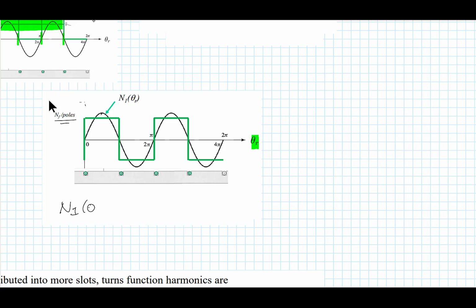N1 as a function of theta r is equal to 4 over pi times NF divided by the number of poles. So this is essentially your N1 peak times the sine of the pole pairs, poles over 2, times theta r.